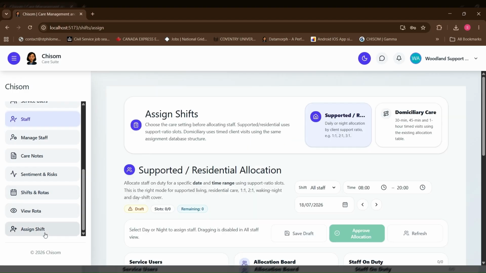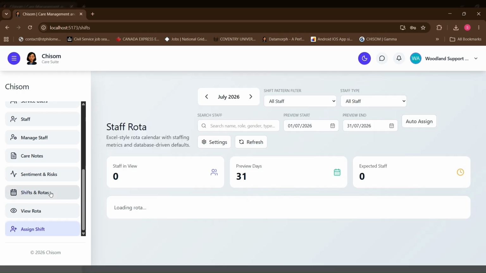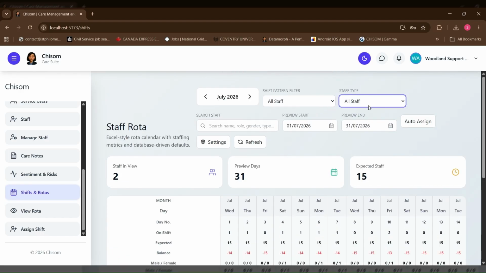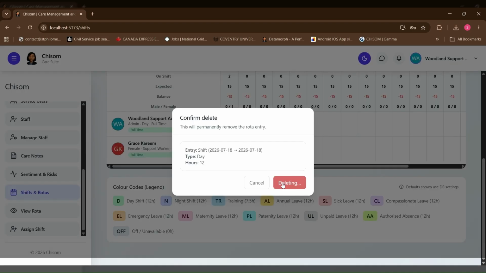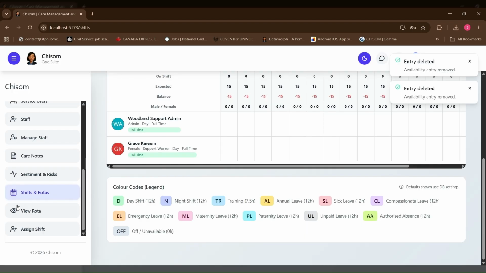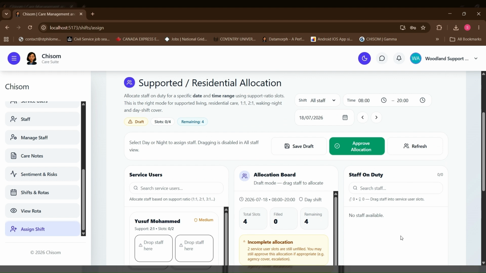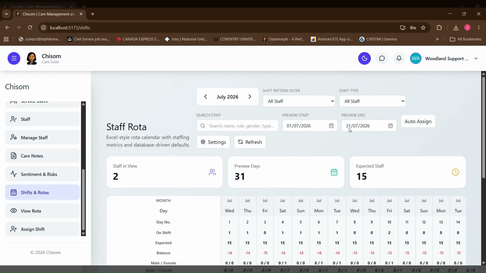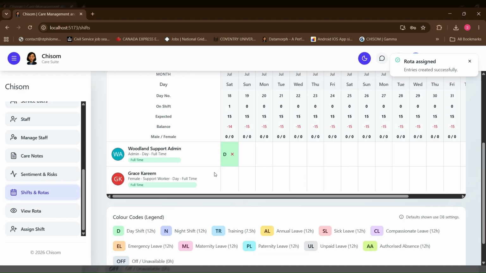So back to this, if I come to assign shift, you can see the two staff that are on shift today. They are showing here because they are on shift today. If I come over here and remove them from shift, you won't see anybody there. Say for instance, I go to 18, then I remove these two staff. If I come back to assign shift, you see that there's no staff available because no staff are available today. If I come back here, go to today, which is 18, and assign shift to them, now they are available there.